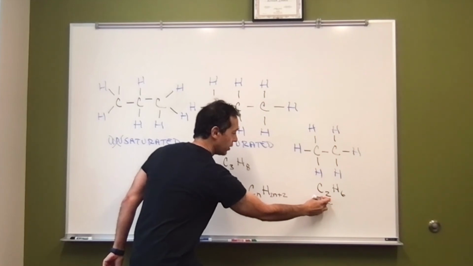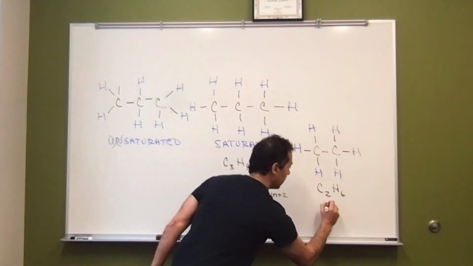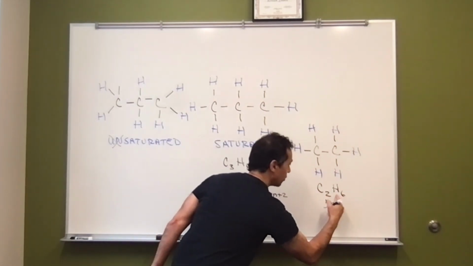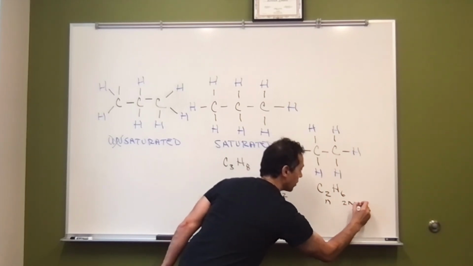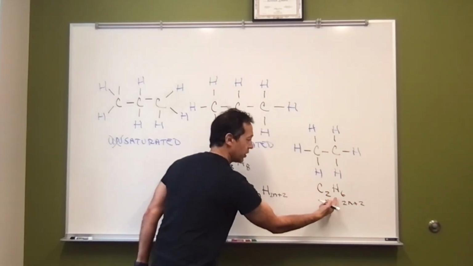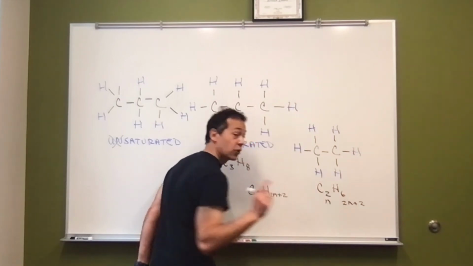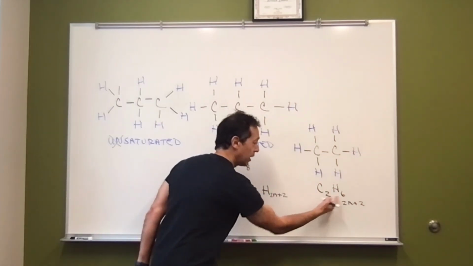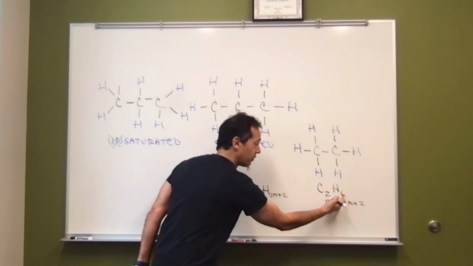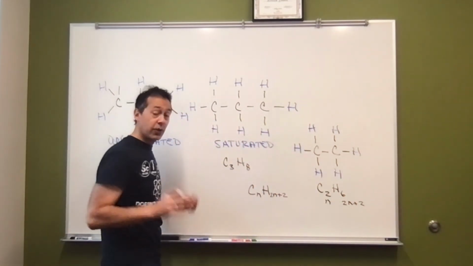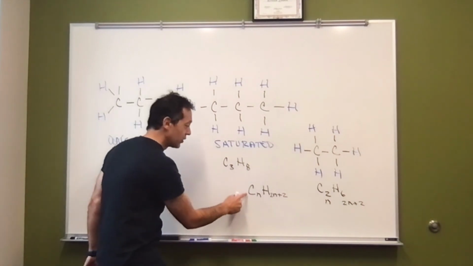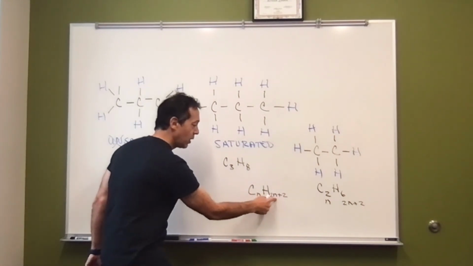So here, this would be Cn, and this would be 2n plus 2, because there is twice as many hydrogens plus 2 more. So twice as many is 4, 4 plus 2 is 6. So our general formula for a saturated hydrocarbon is CnH2n+2.